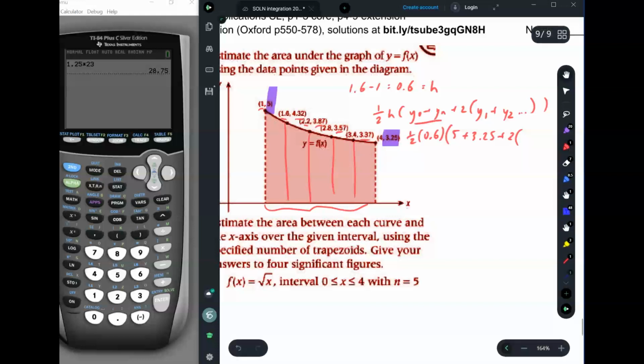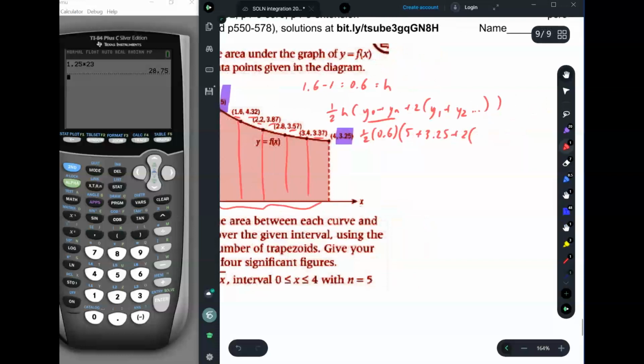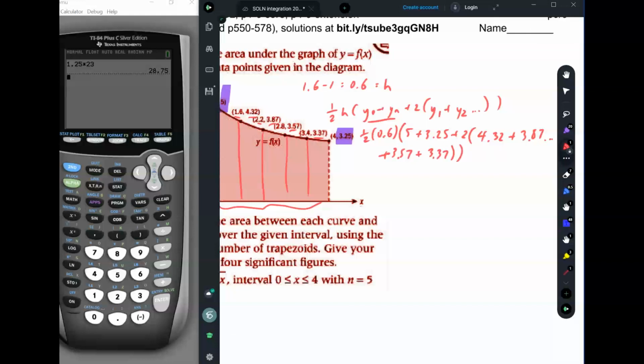I don't have space to write those, so I'm going to write those in another line here. So 4.32 is one of them, 3.87, plus 3.57, plus 3.37. I think I have put all the middle heights. Yes, I think I have.